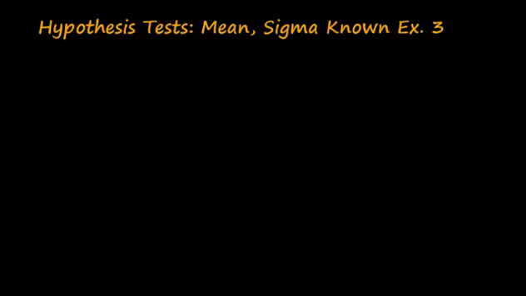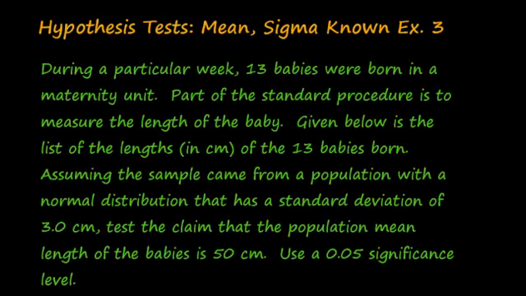In our final hypothesis test of the mean, when the population standard deviation is known, we'll do a two-tailed test. During a particular week, 13 babies were born in a maternity unit. Part of the standard procedure is to measure the length of the baby. Given below is the list of lengths in centimeters of the 13 babies born. Assuming the sample came from a population with a normal distribution that has a standard deviation of 3.0 centimeters, test the claim that the population mean length of the babies is 50 centimeters. Use a 0.05 significance level.